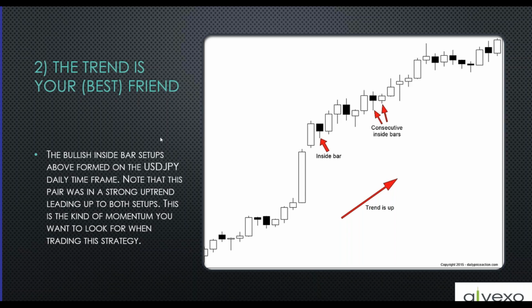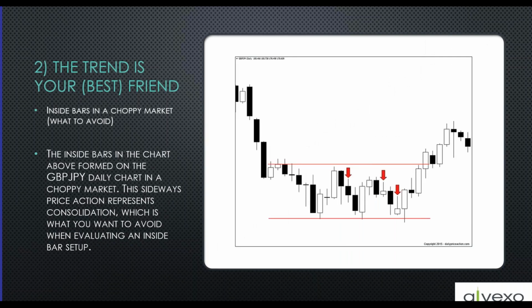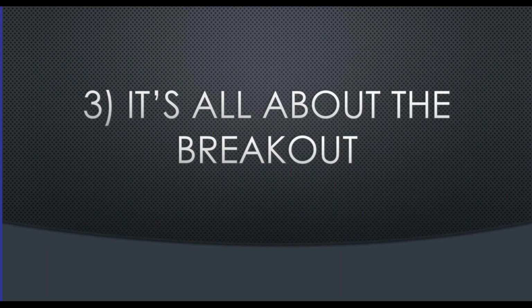The bullish inside bar setup above to the right is formed on the USD JPY daily time frame. Note that this pair was in a strong uptrend leading to both setups. This is the kind of momentum you want to look at when trading this strategy. Now what you want to avoid is something like this, when it's going into consolidation. When it's trading in a range, consolidating and sideways, you don't care about inside bars. You don't want to look for anything at that point. Then it's all about the breakout.